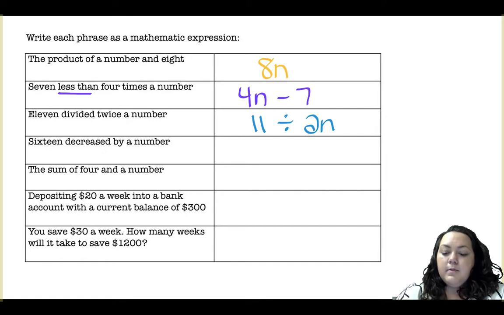16 decreased by a number. Decrease means to subtract, so 16 minus some number, n. The sum of 4 and a number. Sum means to add, so 4 plus n, a number.